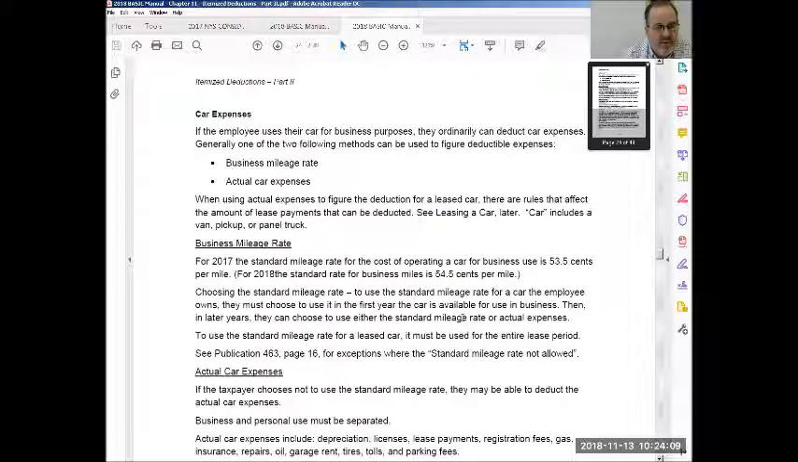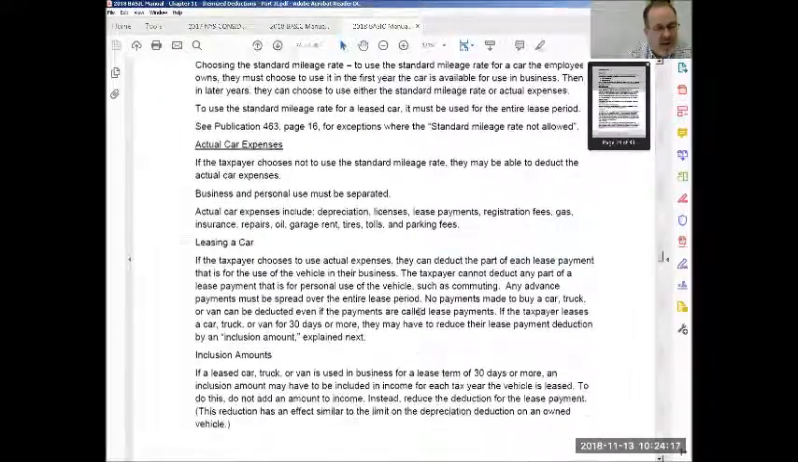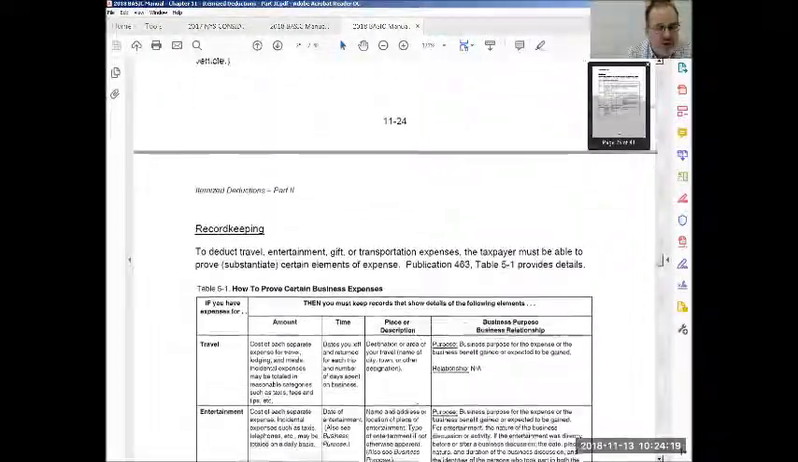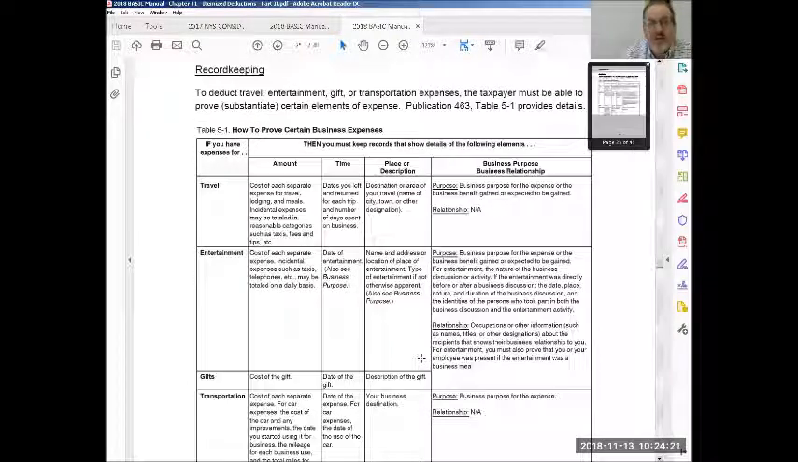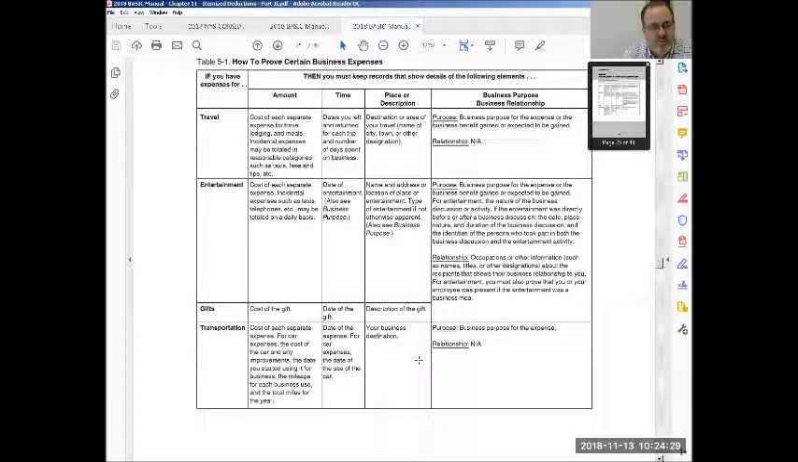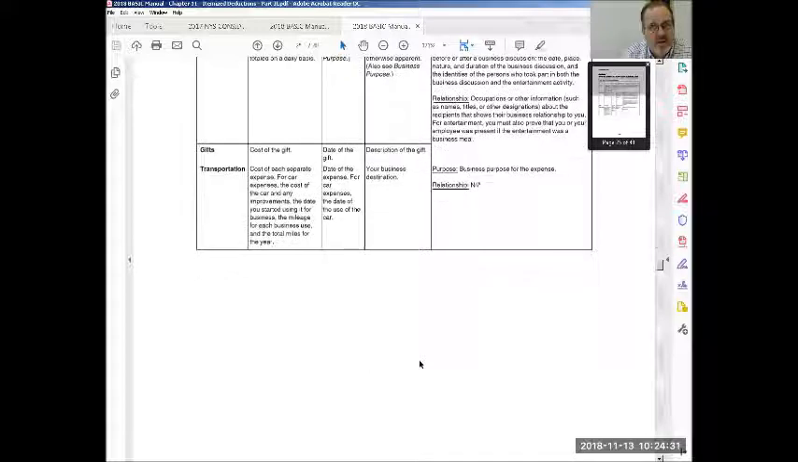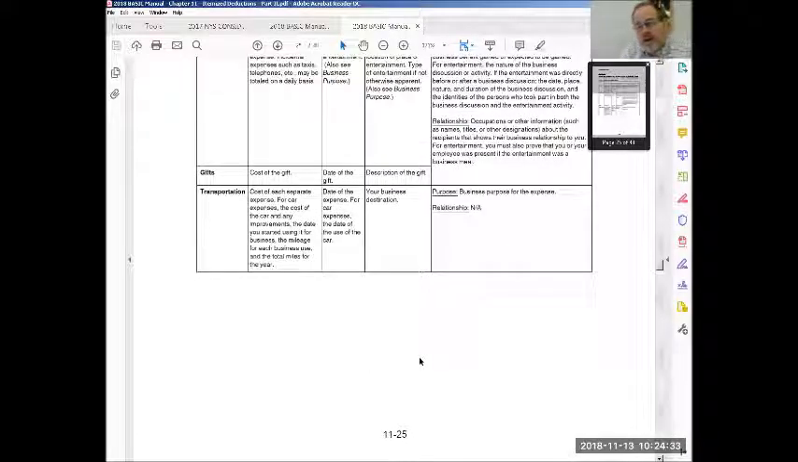All right, so we have that. As it said, 17 was 53 and a half. 18 is going to be 54 and a half. And again, you can try to keep track of actual. You're always going to miss out on something. It seems like it never fails, but it's a much better deal to do the mileage. With the debit cards nowadays, you have a better deal for that.